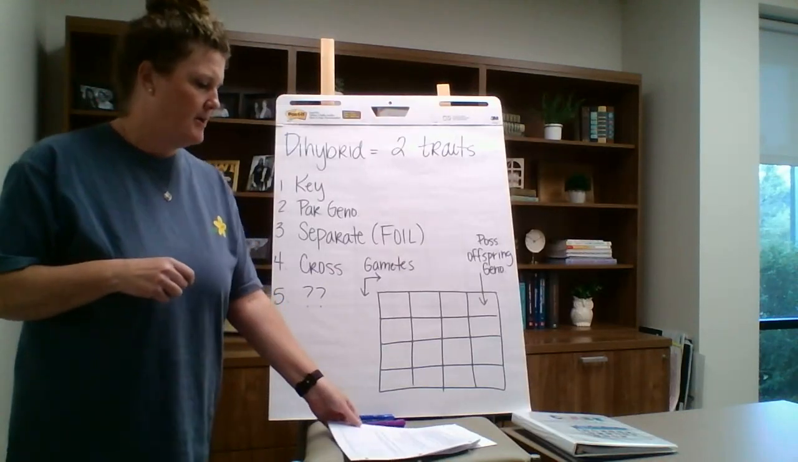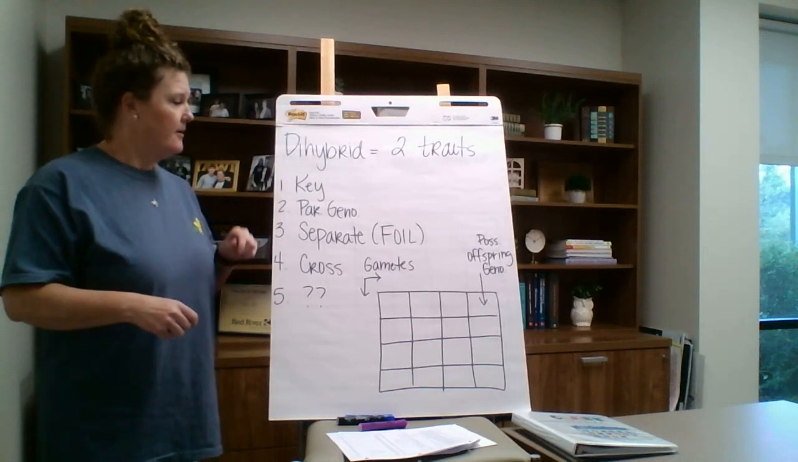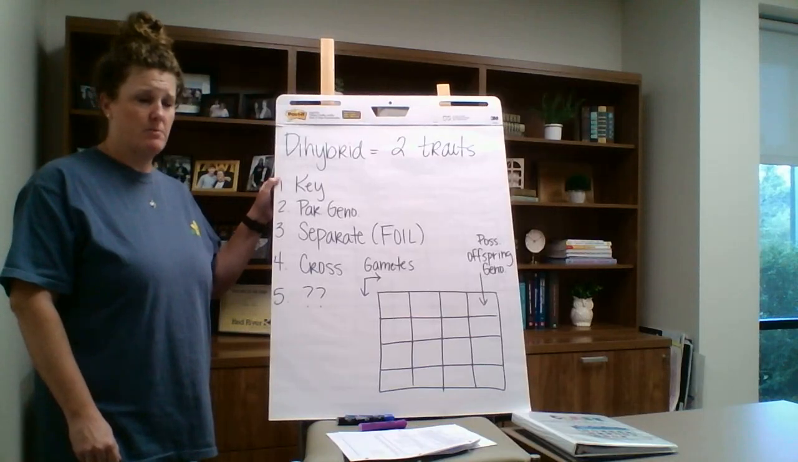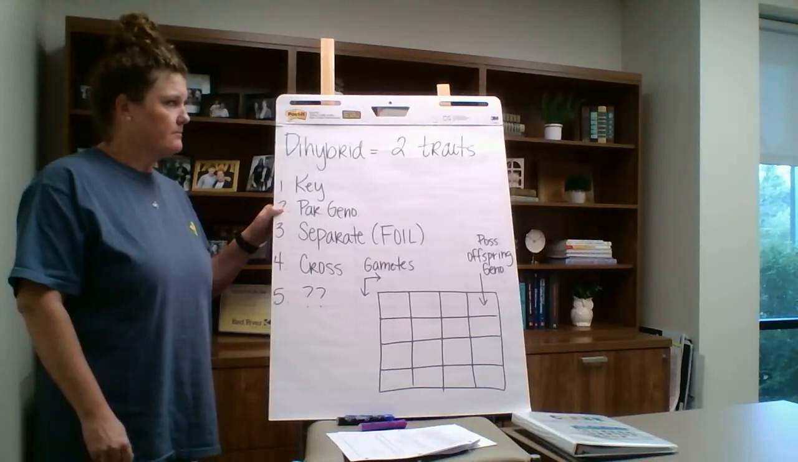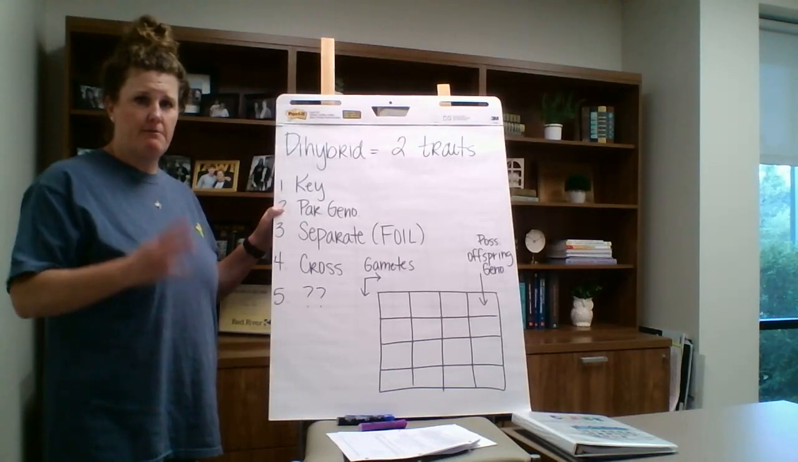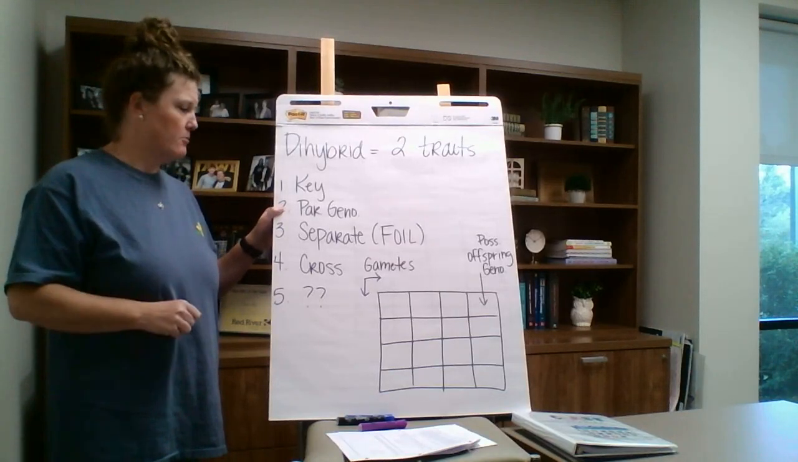So I do want to remind you that the same basic 5 steps still apply here. I think the key is especially important in the dihybrid. I think it's even more important here. We still have to figure out what the parent genotypes are, but because we're looking at 2 traits, a parent genotype is going to have 4 letters now. It's going to have 2 for trait number 1 and 2 for trait number 2.